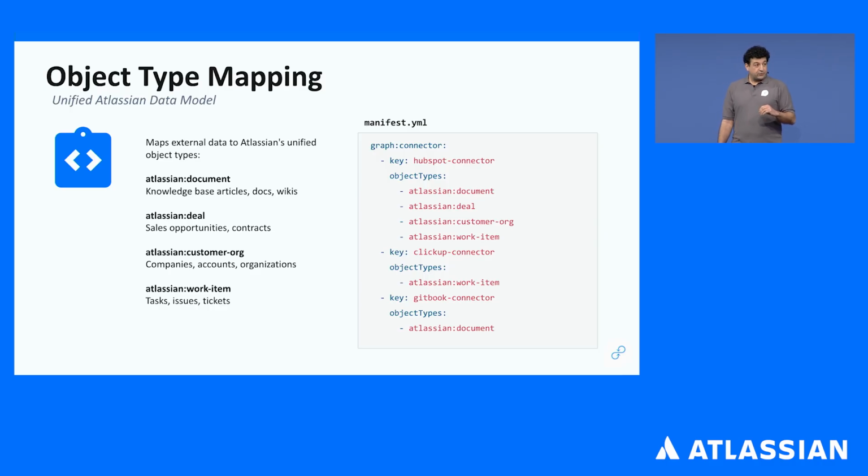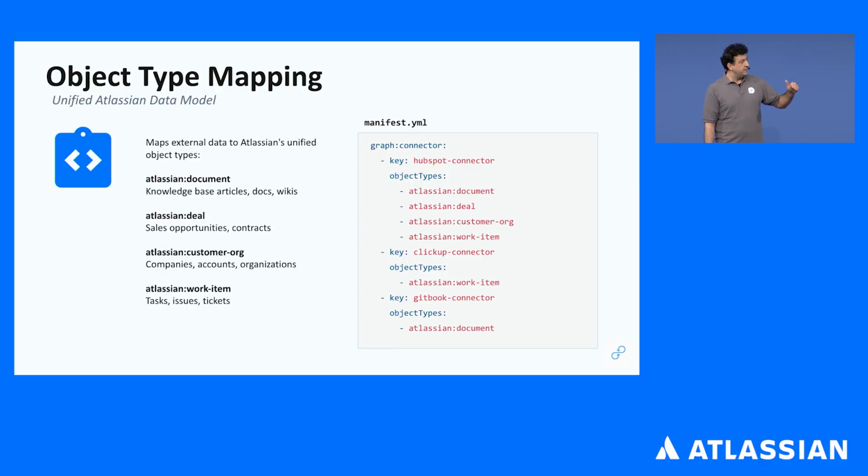The second part of the configuration is the object types. I mentioned that there is a unified object model from Teamwork Graph. This, by the way, is a functionality that I really like very much because it really gives us a consistent way of dealing with data and converting data. And the consistency is something that we actually look for here.